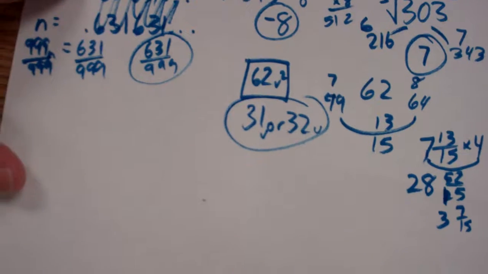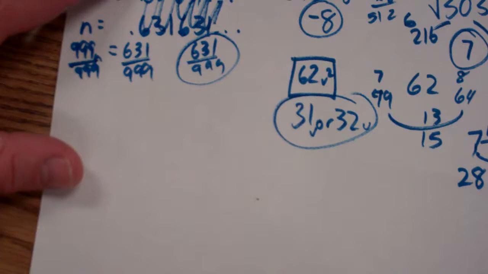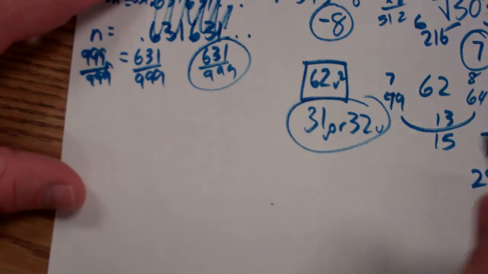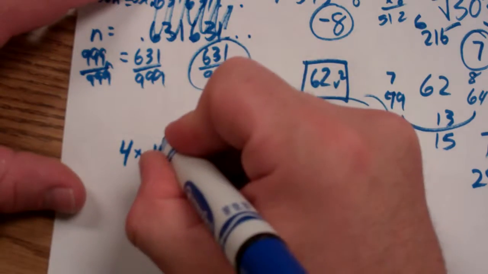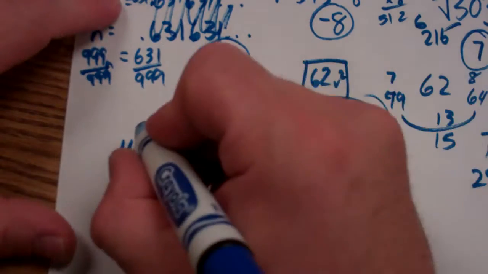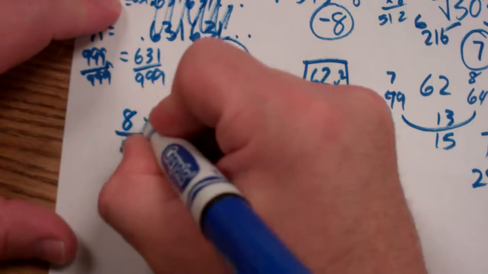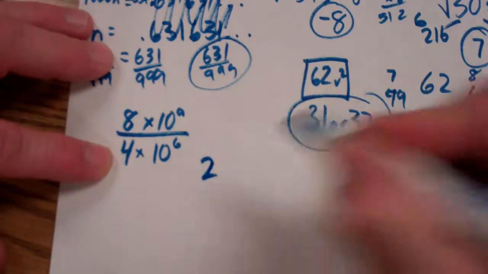Number 6, how many times larger than 4 million is 8 times 10 to the 9th? Let me write that 4 million in scientific notation. That would be 4 times 10 to the 6th. And I want to know how many times bigger 8 times 10 to the 9th is. That means I need to do a division problem. How many times bigger? Well, 8 divided by 4 is 2.